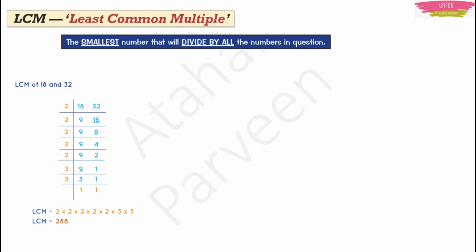Go on, and wherever you get an odd number, then again you start with 3. Go on dividing. You divide till you get 1. After that, whatever are the multiples here, you multiply them. 2 into 3 into 3. So this will give you the least common multiple. Okay.